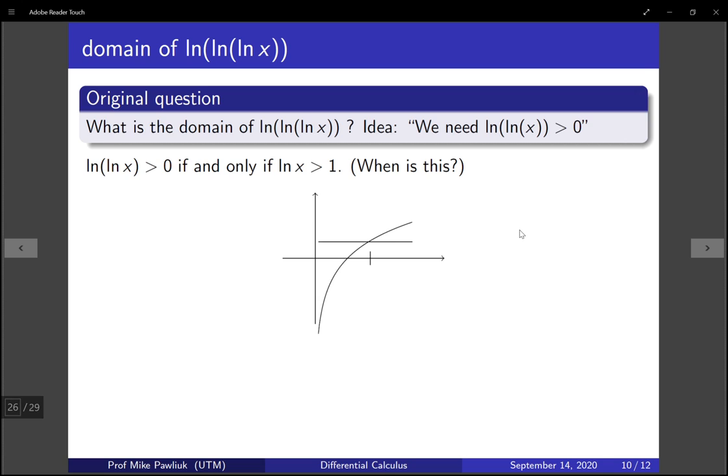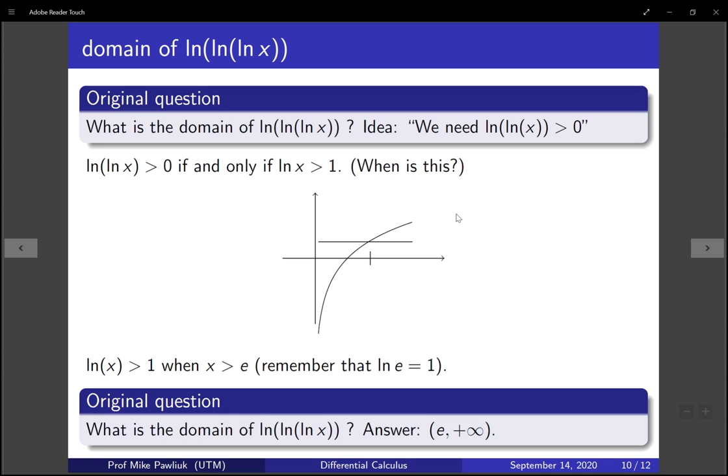So when does this happen? When does log finally pass 1? Well, here you can think of when is log equal to exactly 1. Well, that happens at log of e. So log of x is greater than 1 when x is greater than e. So the answer to our question, what is the domain of log of x? The answer is open e to infinity. So now we've answered our original question by going to simpler questions, answering the simplest question we could, and working back up.